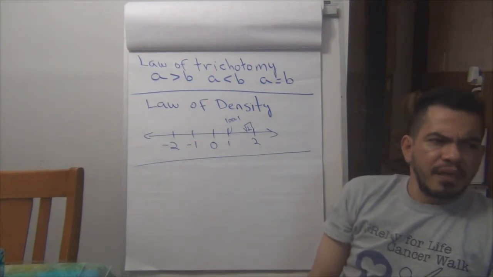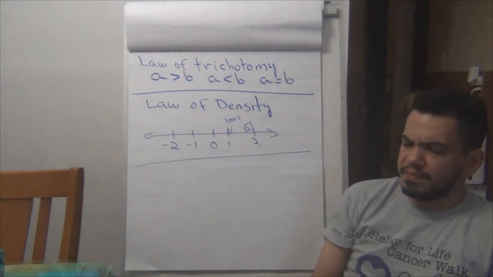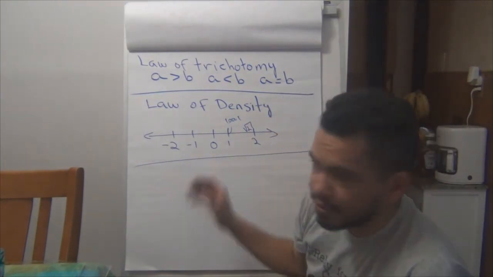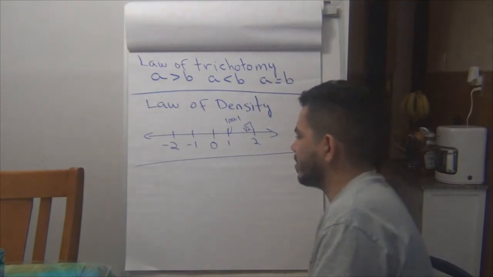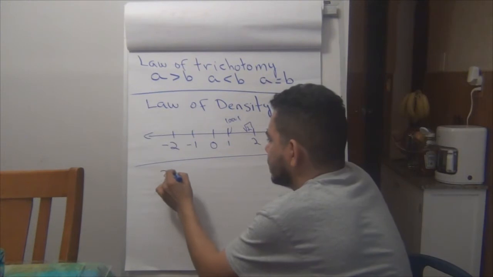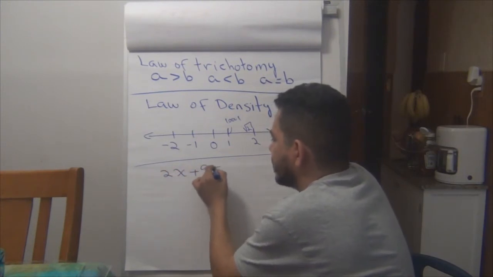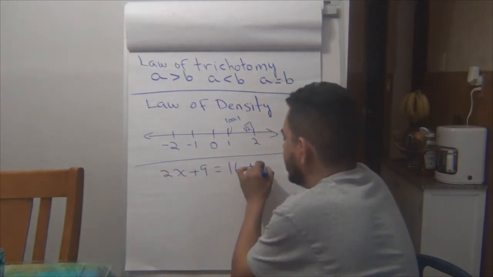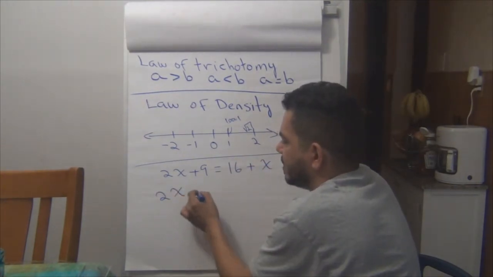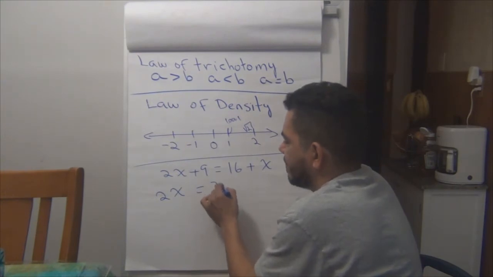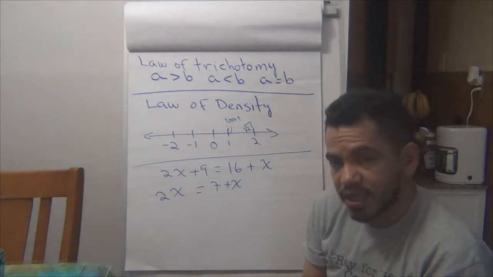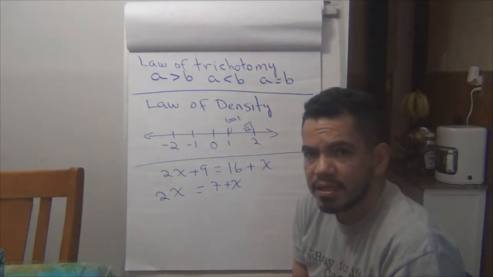What else? I don't know. I mean, so many. But I think that with these examples, you'll be okay. For example, if on the Regents they're asking you, you have 2x plus 9 equals 16 plus 1x, and all of a sudden they show you this, 2x equals 7 plus x, and they ask you what property was used here.